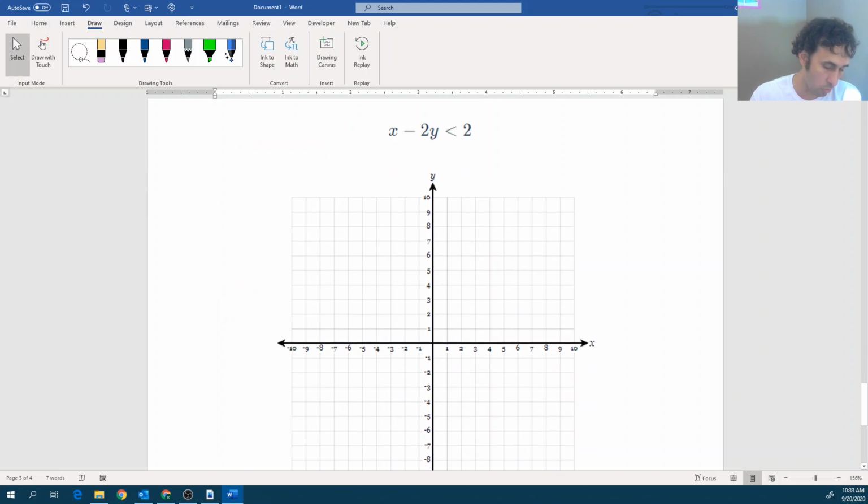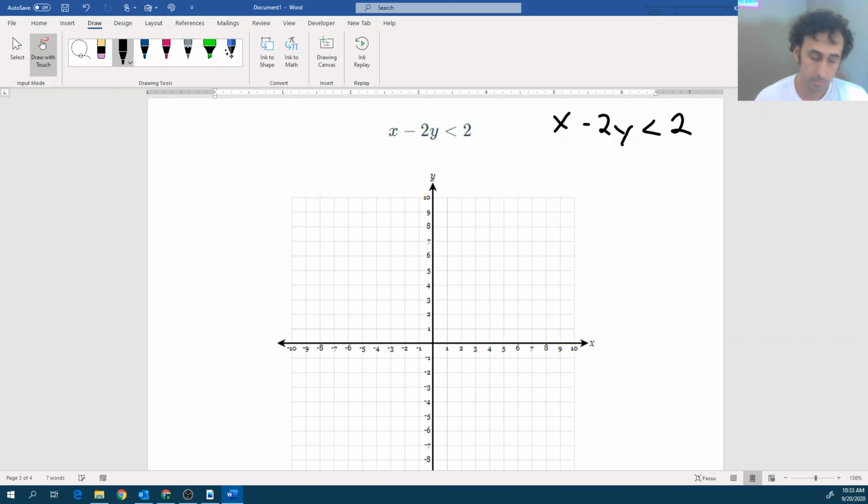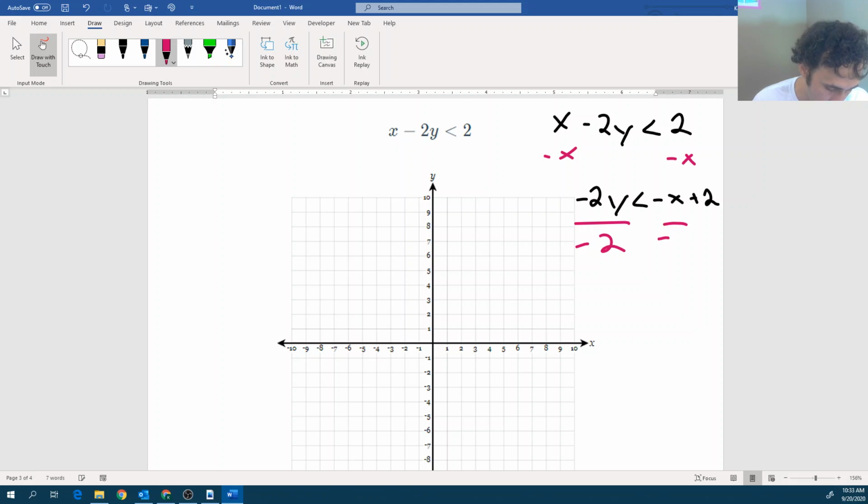Let's try one more problem. Again, we want to get this in that y equals mx plus b form. So I'm going to start by subtracting that x over. Negative 2y is less than negative x plus 2. Now I'm going to divide everything by that negative 2. Divide everything by that negative 2. When I write my final equation, because I divided by that negative 2, I'm actually going to switch my inequality sign.